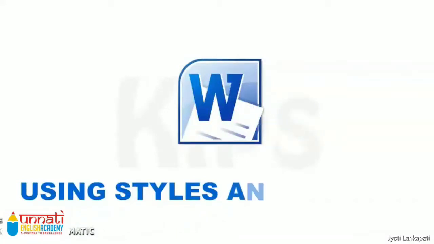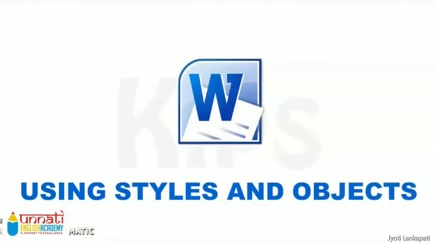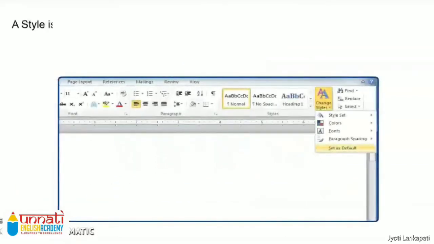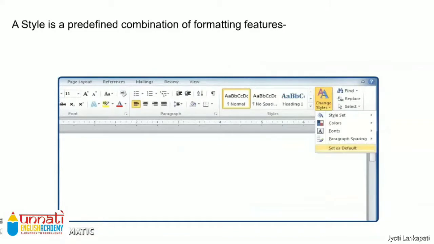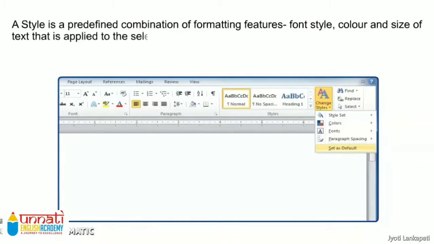Hello kids, let's move on with chapter 5, using styles and objects. First of all, let's understand what is style. A style is a predefined combination of formatting features, for example, font style, color, and size of the text, that is applied to the selected text in a document to quickly change its appearance.